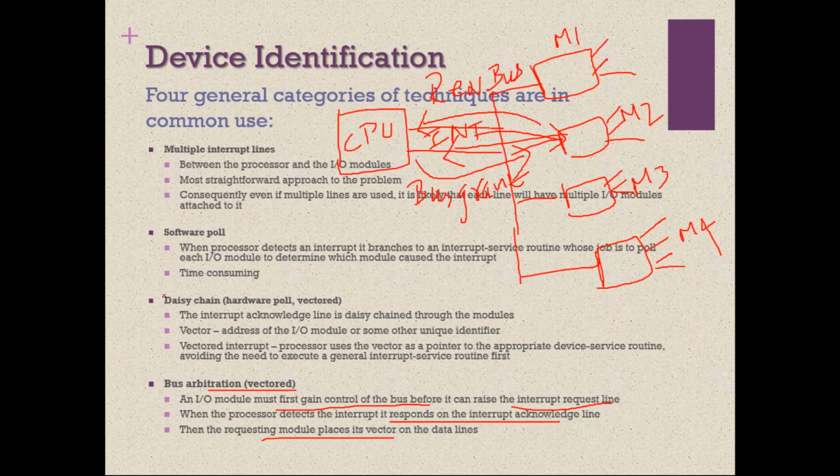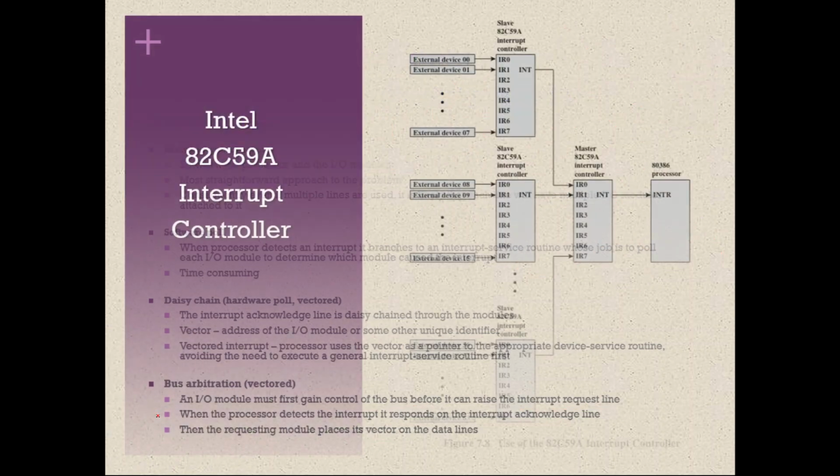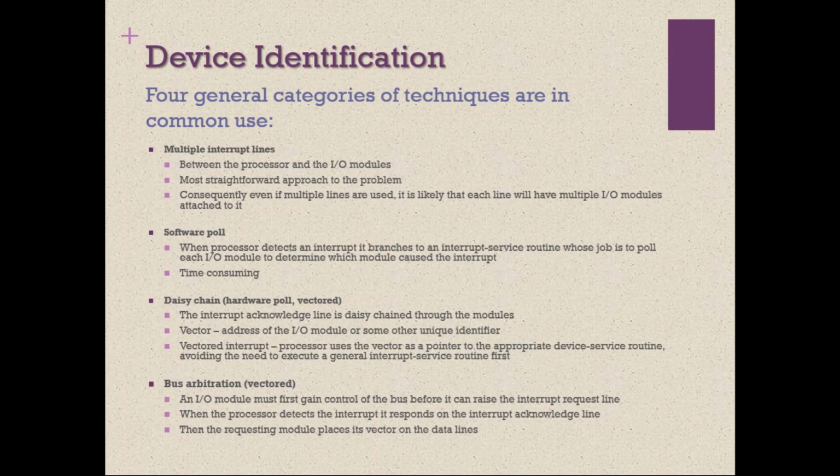So these two techniques, daisy chain and bus arbitration, are called vectored techniques. So that's it about interrupt driven IO. Fine, let us stop here. Thank you.